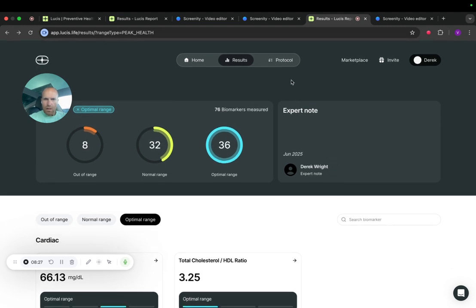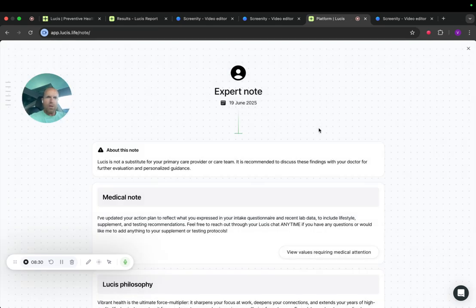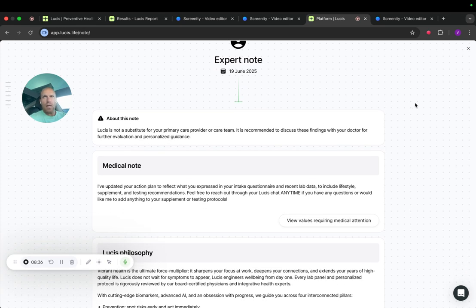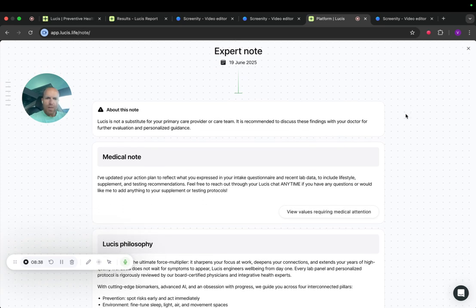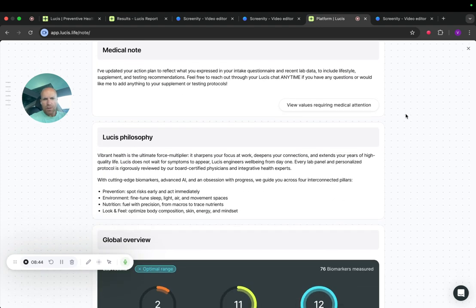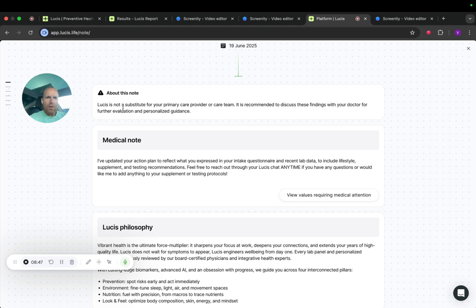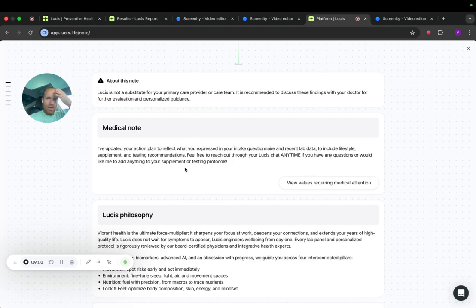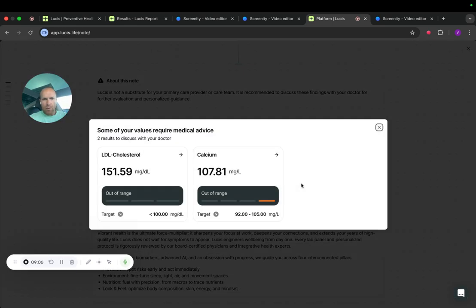And then, yeah, let's look at the expert note as well. I love this about Lucy because this is not only looking at an AI-driven recommendation, but is really written with clinician experience. It does still give the caveat, I should say, that this isn't a substitute for your primary care provider. So it's recommended still to talk to your doctor about these. And in fact, the medical note here says few values requiring medical attention.